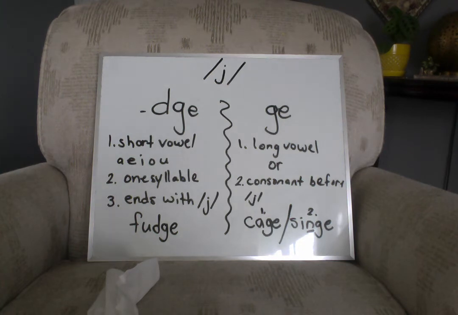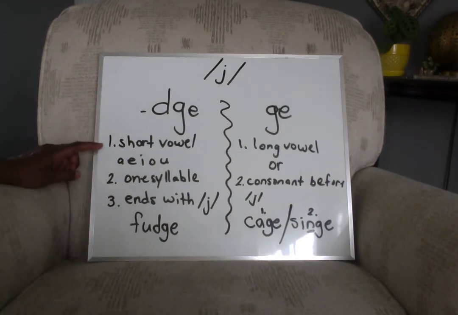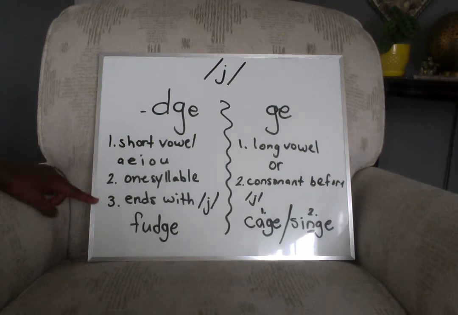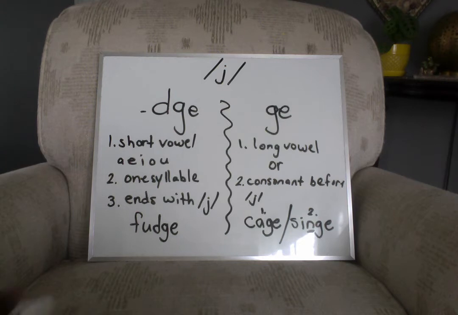So let's take a closer look at this. DGE, you use that spelling when you have a short vowel, one syllable word that ends with the j sound. Now, for GE at the end, you use GE if it's a long vowel, or if you hear a consonant before the j sound.